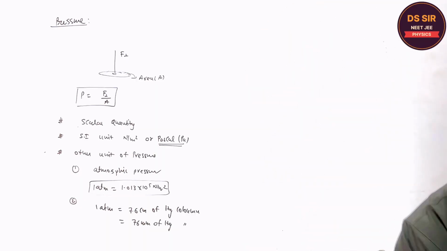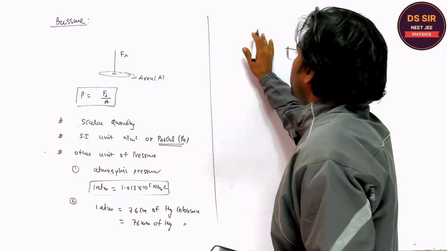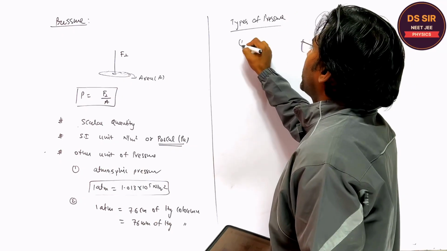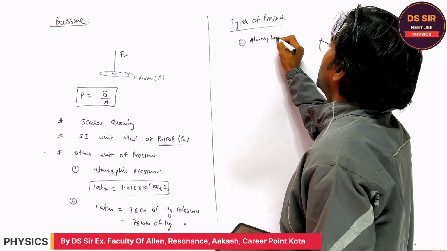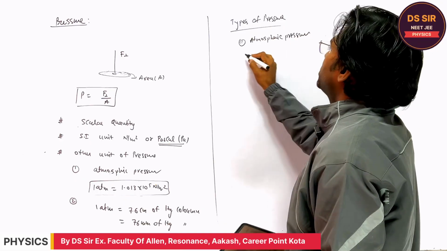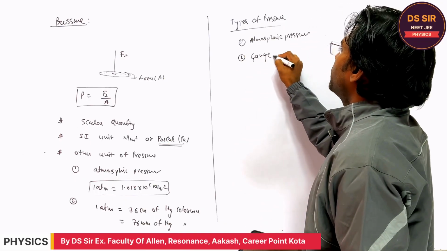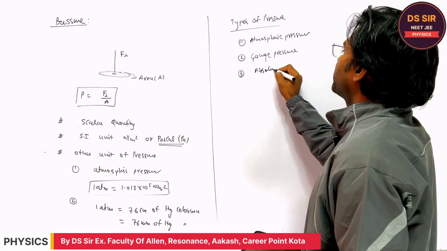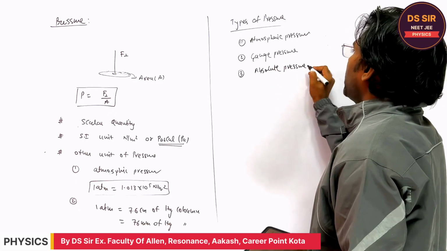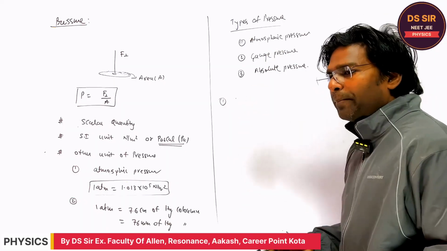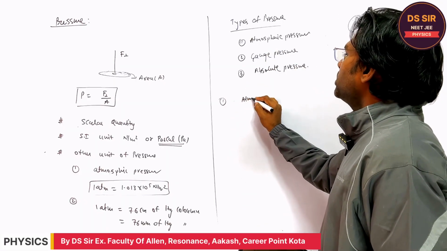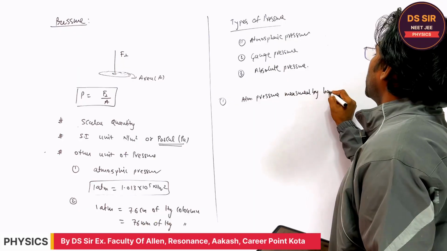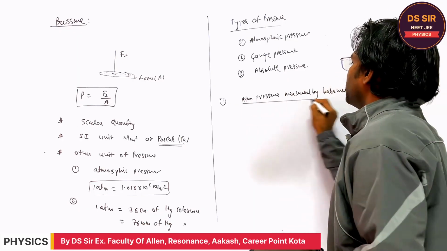Now first I will discuss pressure. There are three types of pressure given, right? What are those? First is the atmospheric pressure. Second is the gauge pressure. And the other is the absolute pressure. But I will discuss first the atmospheric pressure, measured by the barometer, right? What is the barometer? I will explain. First, copy this.